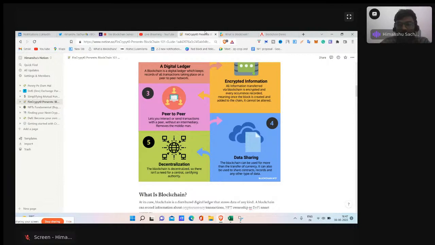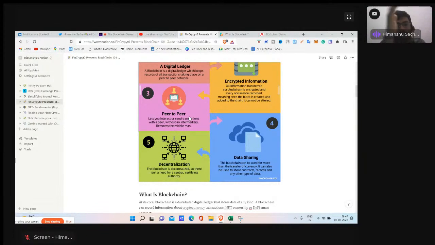The next feature that we have is called data sharing. The blockchain can be used for more than the transfer of currency. You can record transactions, and it can be used for multiple purposes. It is not that you can only use blockchain as a currency. You can also use it for other applications, like creating NFTs, metaverse, collectibles, cryptocurrency, lending, borrowing, and exchange. You can do a lot of things with the help of blockchain, because it is a database. With a database, you can create any number of applications.